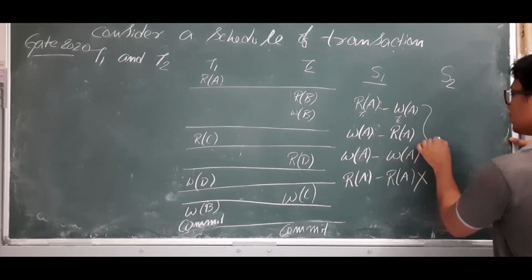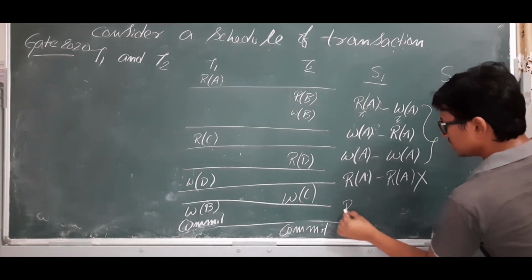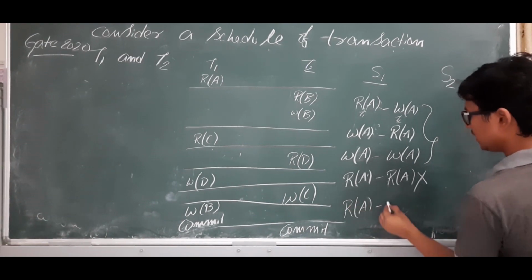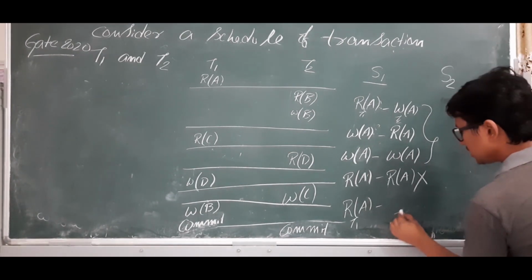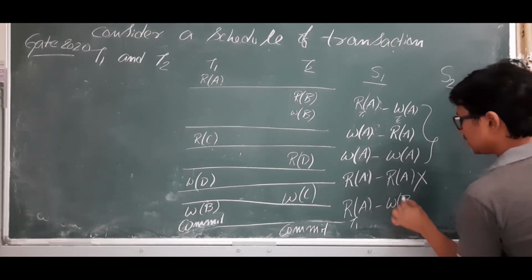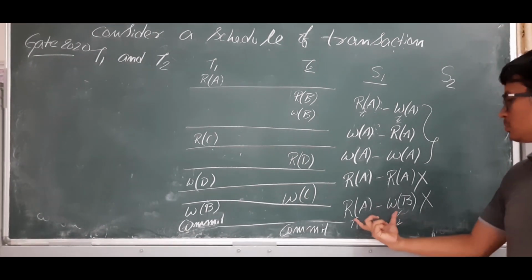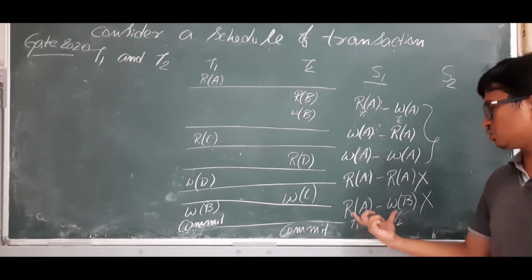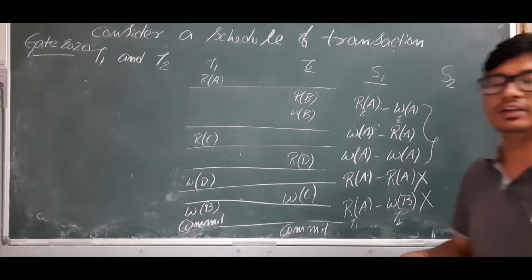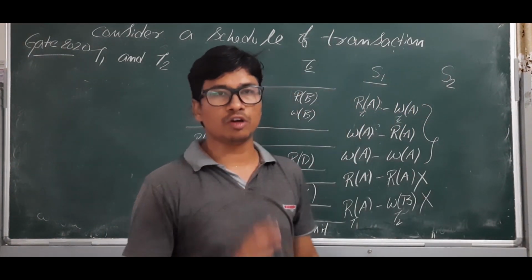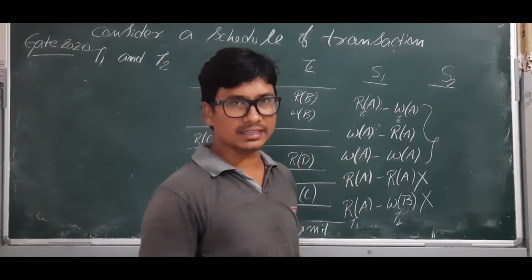However, these three are conflict operations. Now you can ask me, sir, whether this one is a conflict operation, like transaction 1 is reading a data item A and transaction 2 is writing on the data item B. Then we can clearly say that it is not a conflict operation. Why? Because this is performed on two different data items. So we will find what the conflict operations are in schedule S1, and similarly we will find the conflict operations in schedule S2.